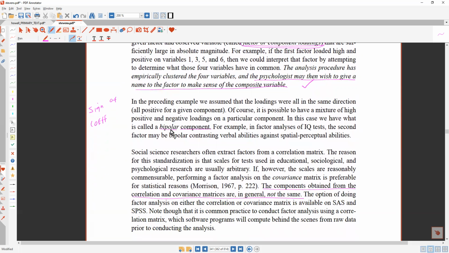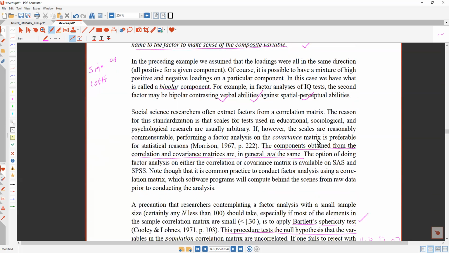The signs of the coefficients might be of interest, okay? Not only the size of the loadings, but you might want to look at the sign. Sometimes you're going to have positive, you're going to have negative, and that could actually be indicating that you have contrasting factors or abilities and things like that, which we'll talk about.